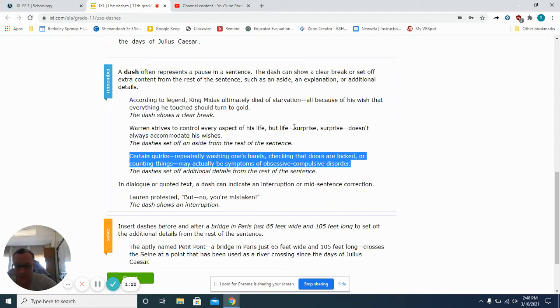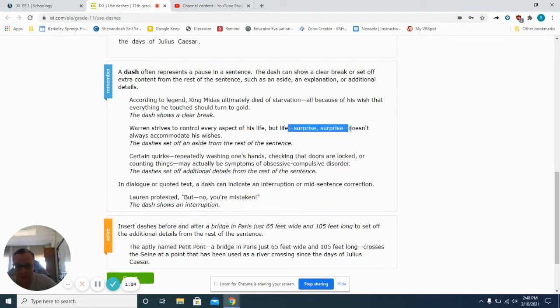So with these interrupter ones, let's do first things first here. This one here, you can tell because it feels like there should be a piece of punctuation there when you read the sentence. There's a little pause that happens right here. For this one, if you cut this out of the sentence completely as an interrupter and just read the sentence without it, Warren strives to control every aspect of his life, but life doesn't always accommodate his wishes. The sentence still makes sense, right?